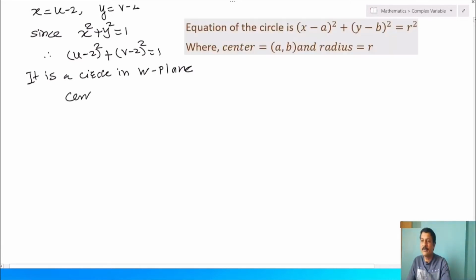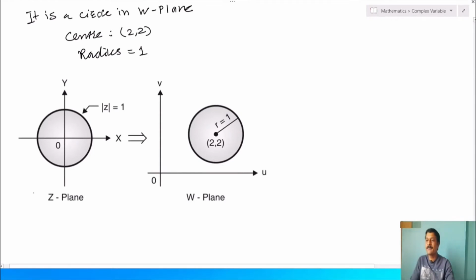So what is the center of this circle? It is 2, 2. And what is the radius? Radius is 1. If we draw the figure, you will get such type of figure.